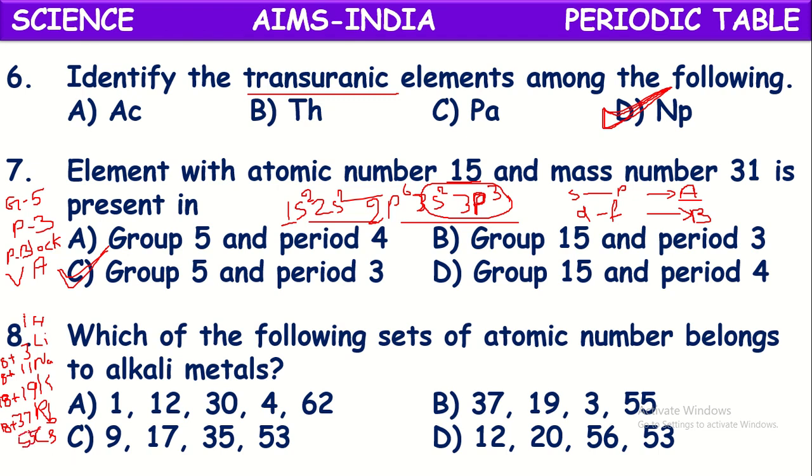See, now these are the atomic numbers of the elements in the alkali metals group: 1, 3, 11, 19, 37 and 55. So where these atomic numbers are given, which option is it? I think it is here: 37, 19, 3 and 55. Of course, except hydrogen, because hydrogen is a non-metal. The remaining elements are alkali metals. If you observe, these four are there in the second option, so it will be the correct answer.